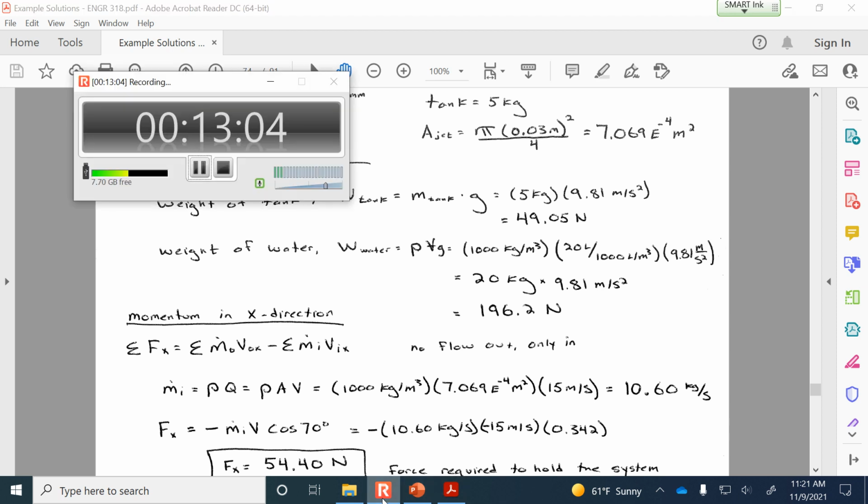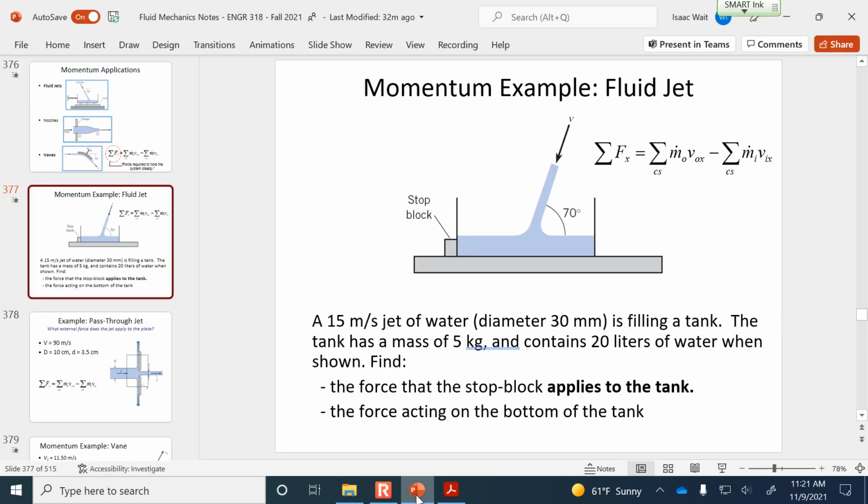All right, now let's think about the y direction and what we have to keep track of. The force that's due to the fluid jet in the y direction, the sum of the forces in the y direction required to hold the system steady will be the sum of the mass flow rate out, velocity out in y, minus the mass flow rate in times the velocity in y. Okay.